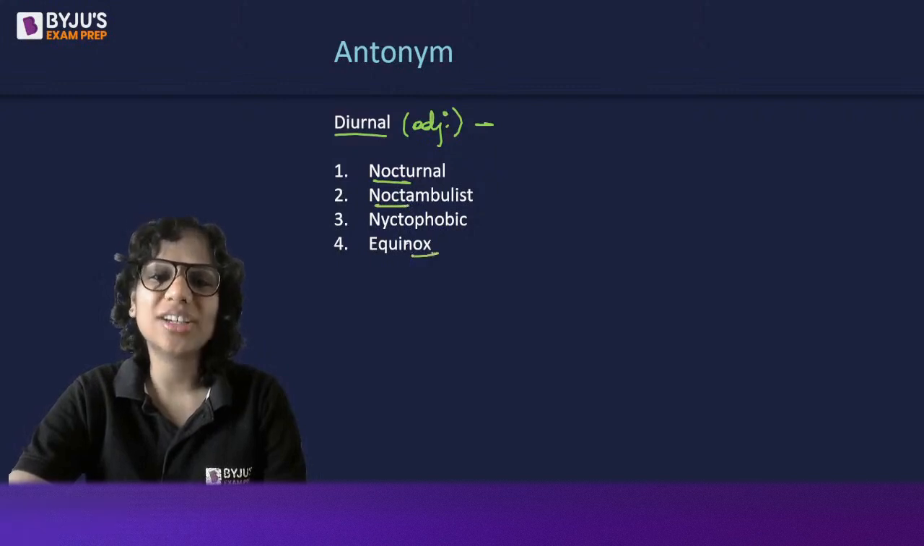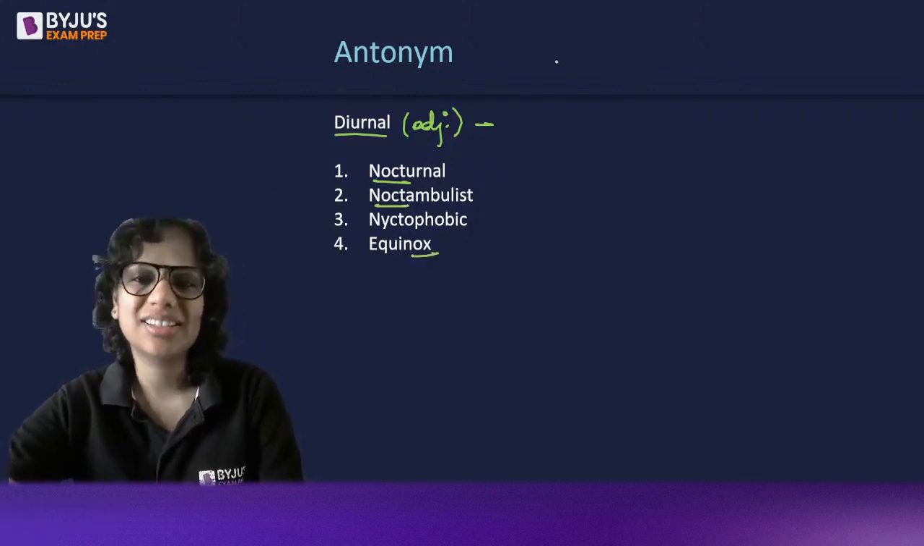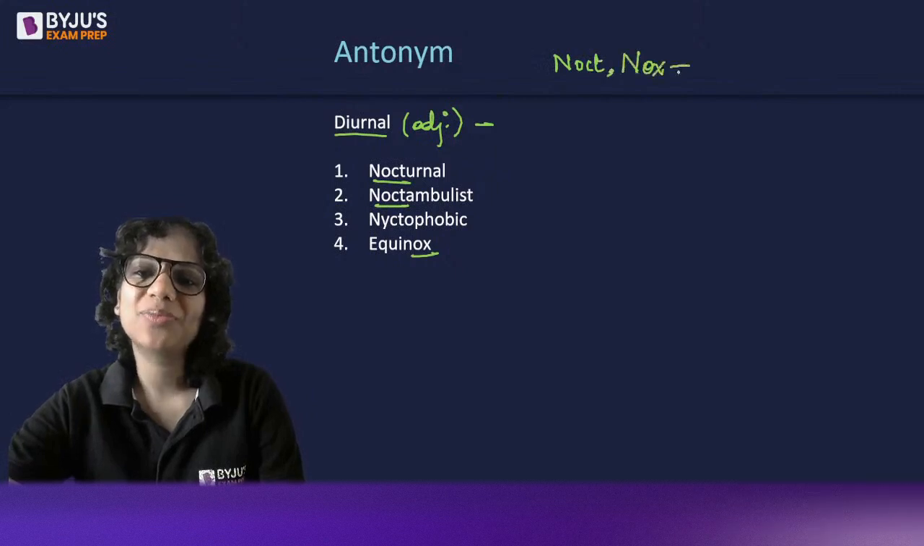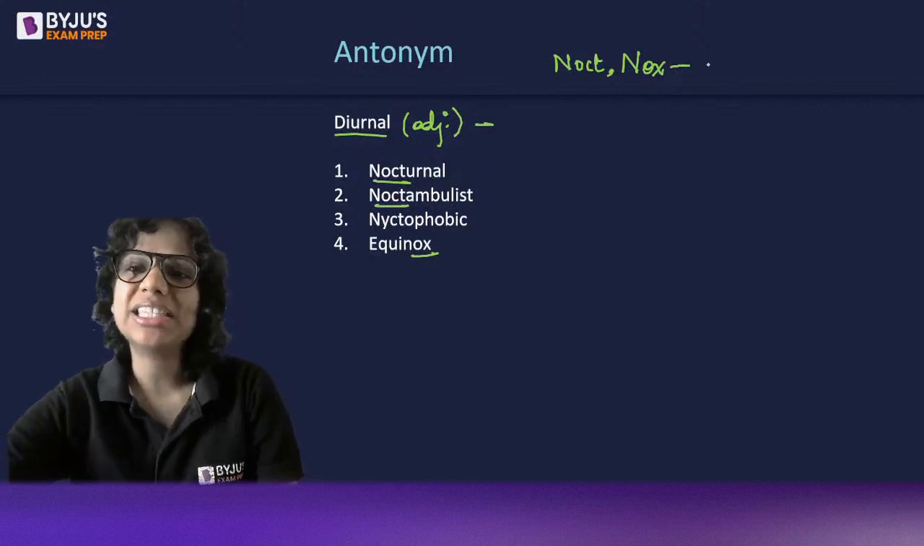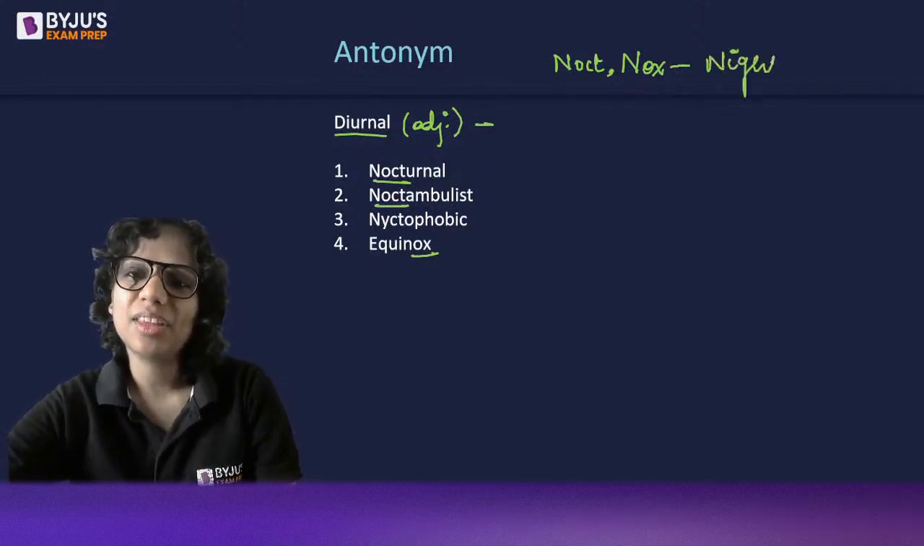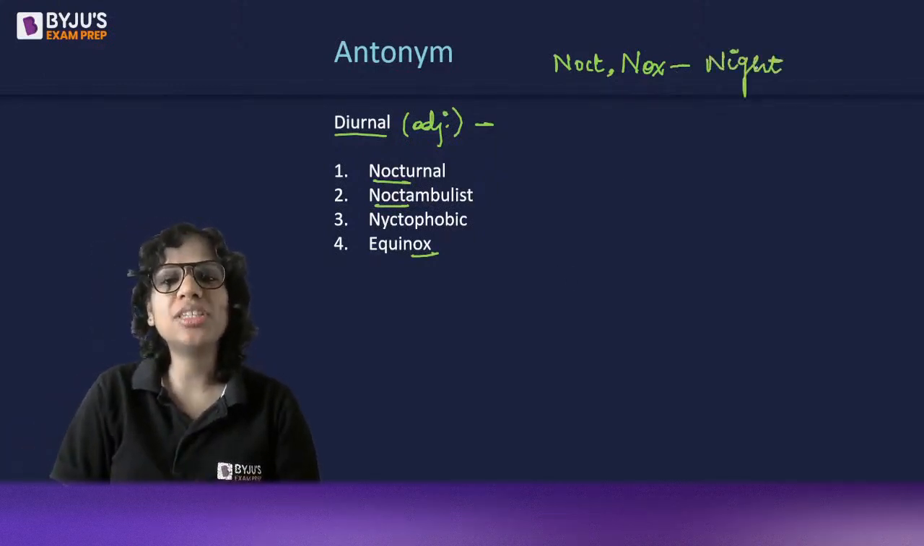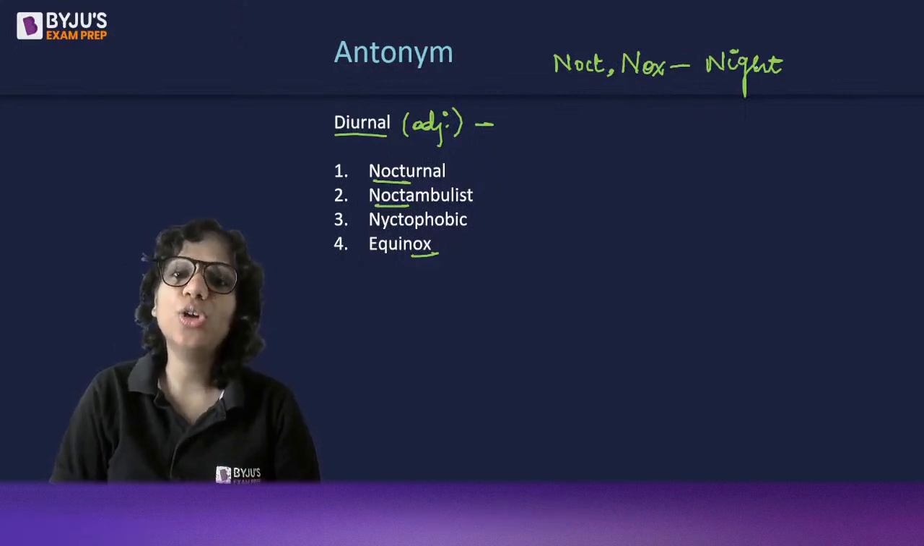Now, this also gives you a hint into the root that we're trying to study through this question. Noct, nock. It has become noct here, right? So what does this noct mean? It means night. So nocturnal therefore is something happening during the night.